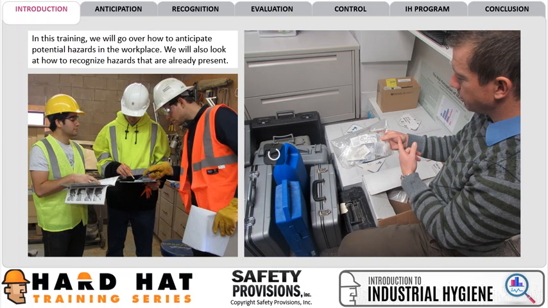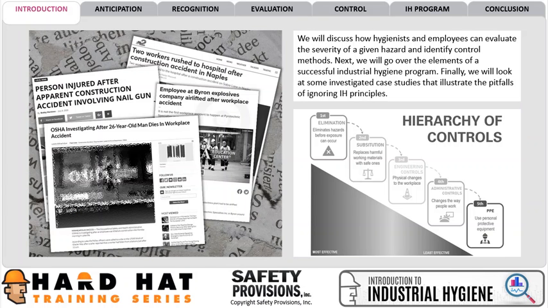In this training, we will go over how to anticipate potential hazards in the workplace. We will also look at how to recognize hazards that are already present. We will discuss how hygienists and employees can evaluate the severity of a given hazard and identify control methods.